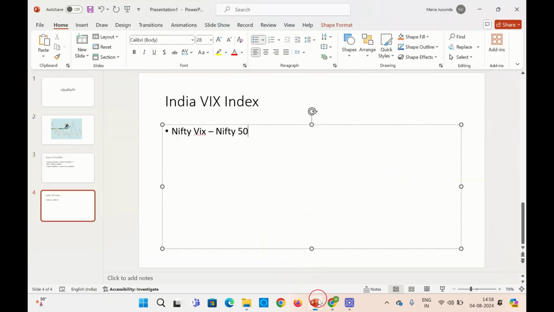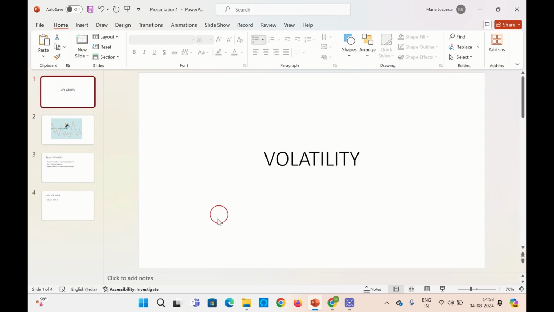So this India VIX is a measure of future volatility for the next 30 days, which is again prominently used by option traders. So through this video, I hope you understood what volatility is, what the different measures of volatility are, and how to use them.